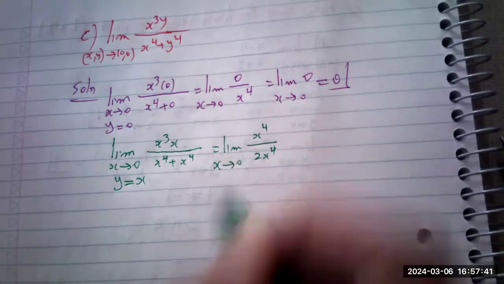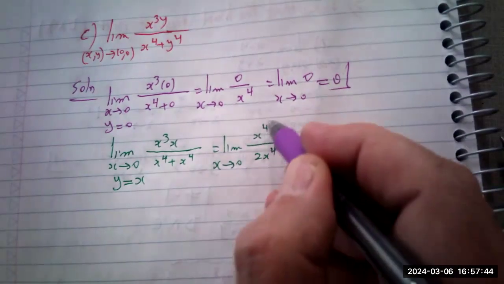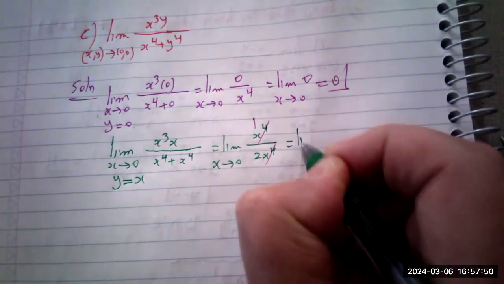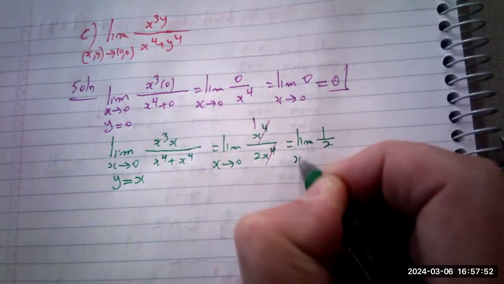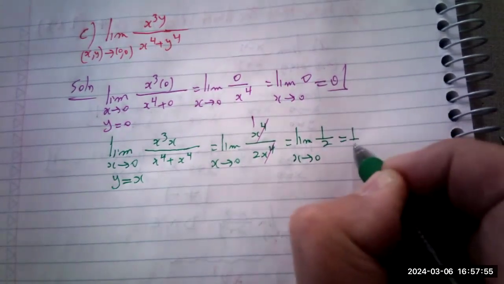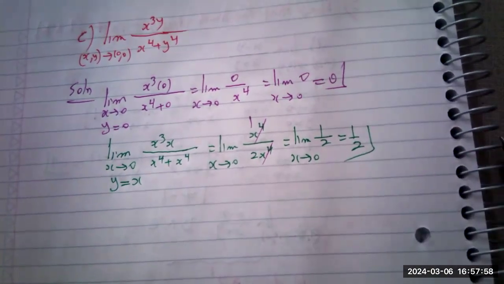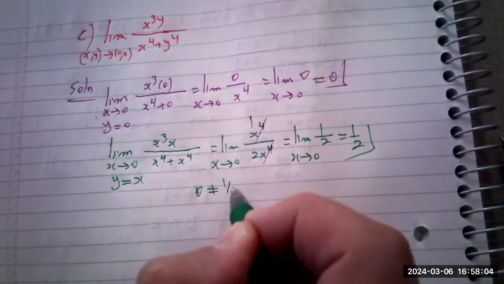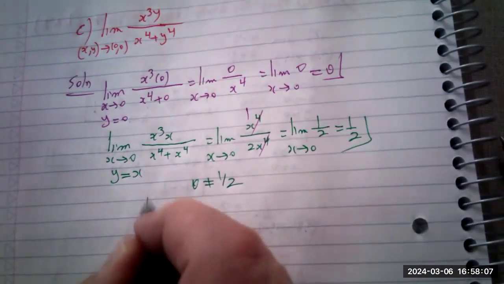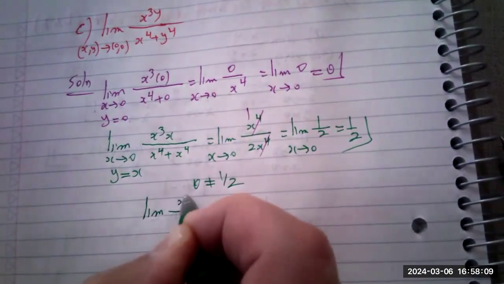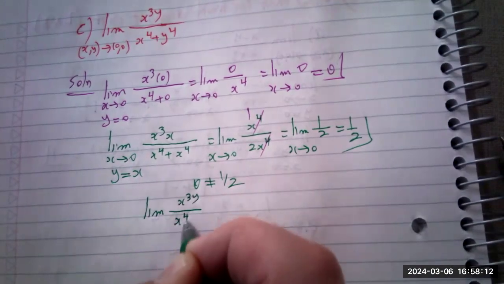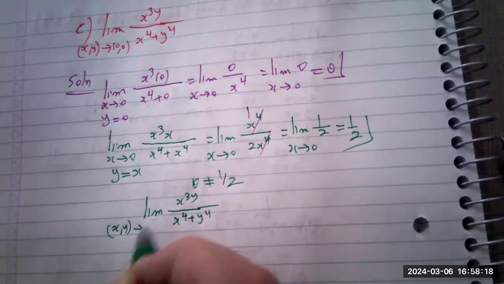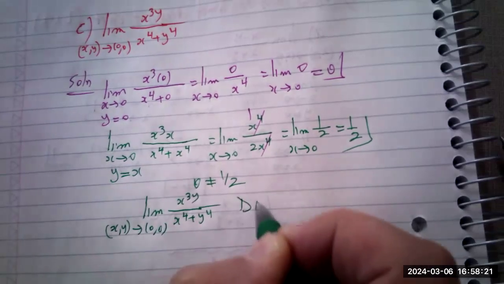x goes to 0. Simplify. x to the 4th, x to the 4th out. So that gives you a limit of 1/2, x goes to 0. And the limit of 1/2 is 1/2. So two different directions, two different numbers. 0 is not equal to 1/2. So the limit does not exist. Okay, the limit of x cubed y over x to the 4th plus y to the 4th as (x, y) goes to (0, 0) does not exist.